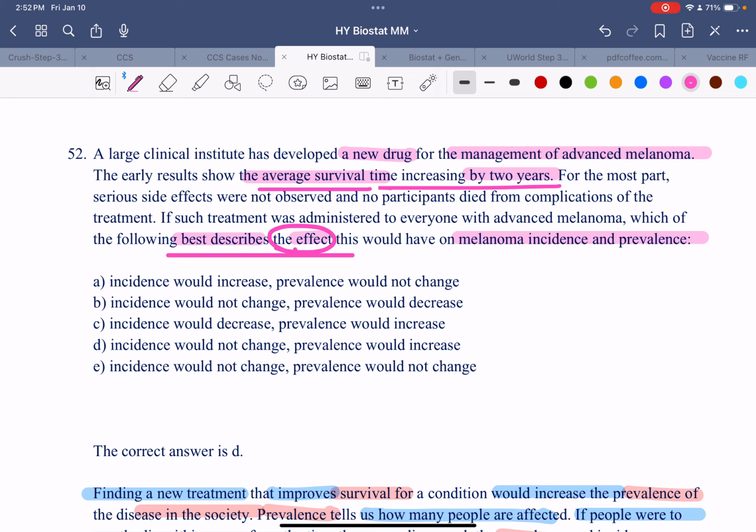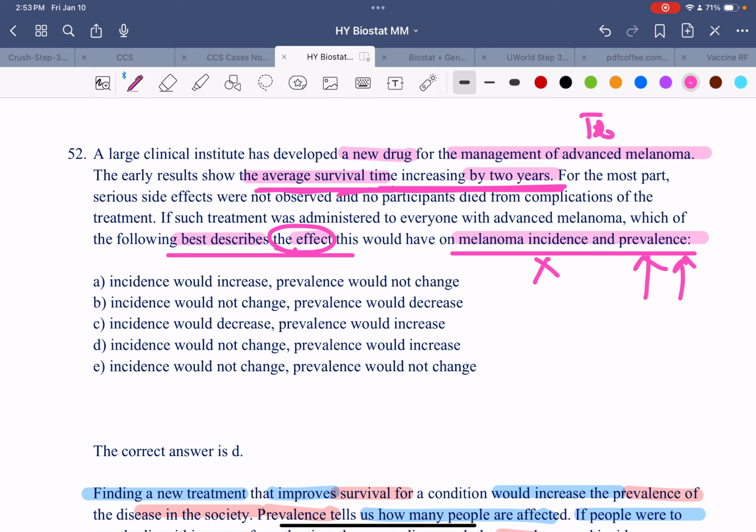So what is the effect? And they've already given in the question that the average survival time is increasing. So what will happen to the incidence and the prevalence? The first thing is that this is a drug that is causing treatment, right? So because this is treating the people, therefore there will be no effect on the incidence, right? But once it's treating the people, their lifespan is increasing by 2 years, which means that the prevalence, the number of people who are still living with the disease, is actually going to increase. Are they like completely treated or no? No, they are just saying that the average survival time is increased, right?